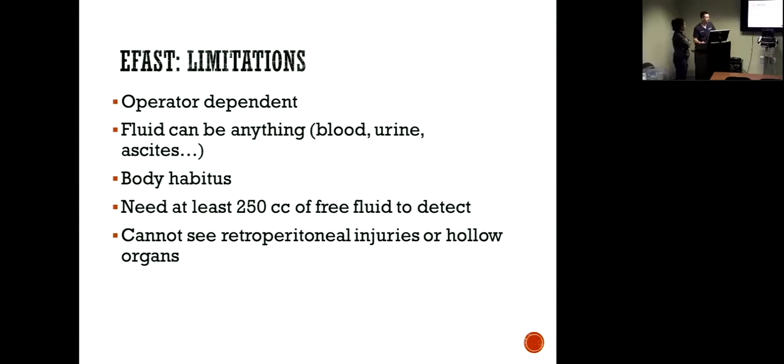And as we mentioned before, the fluid can be anything. We're looking for it to be blood, but you don't know if it's ascites or something else. And then we also have to have a certain minimum amount of fluid to actually be able to detect. So you can have some bleeding that you're not going to see if it's such a small amount. The other issue is this is only good for solid organ injuries that cause bleeding.